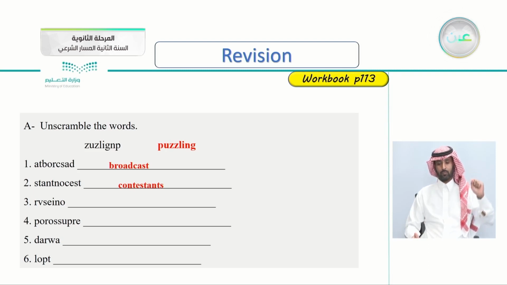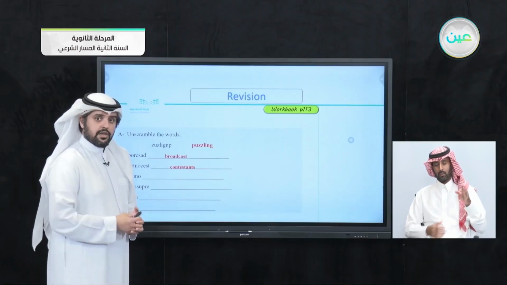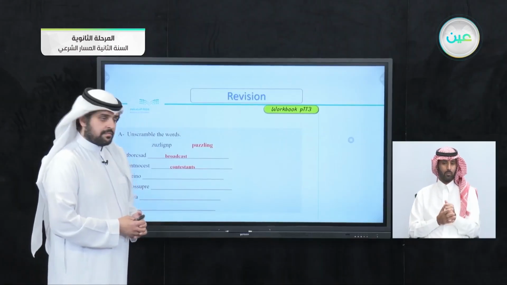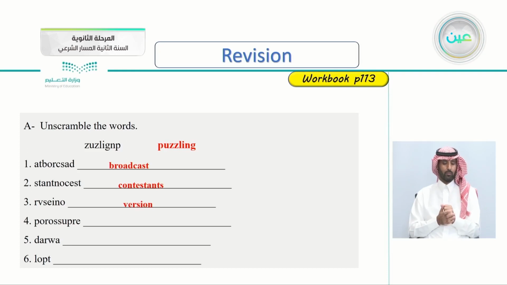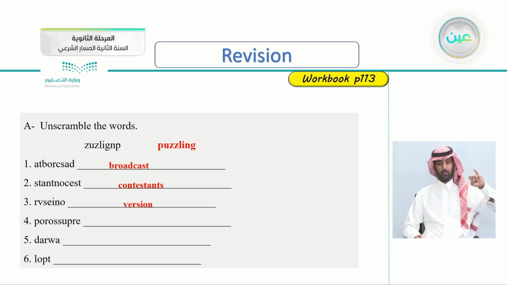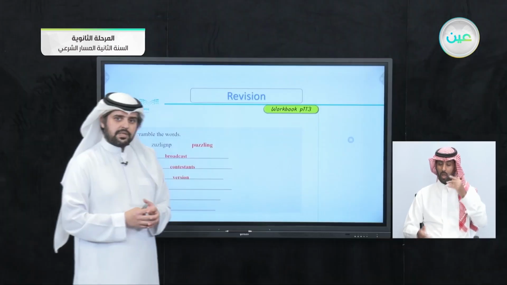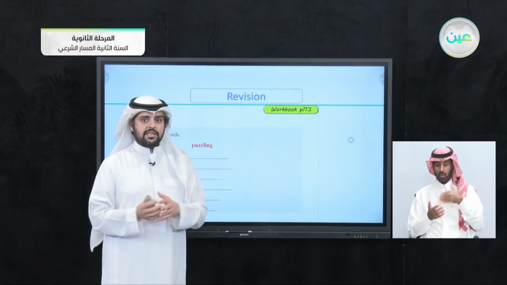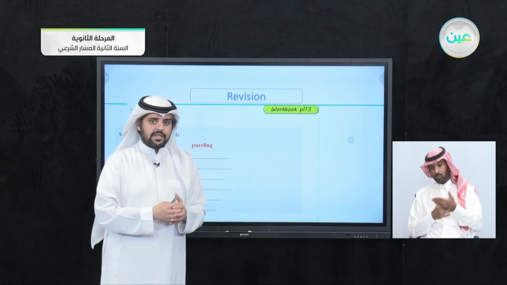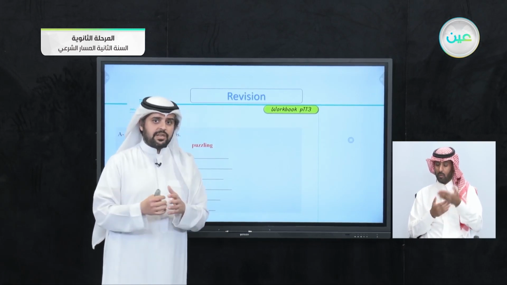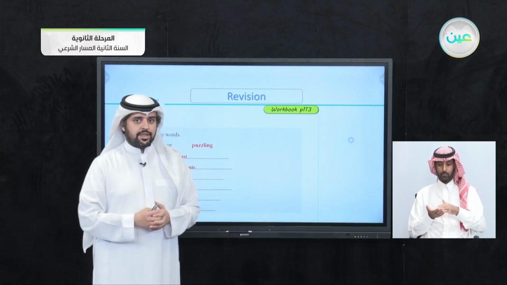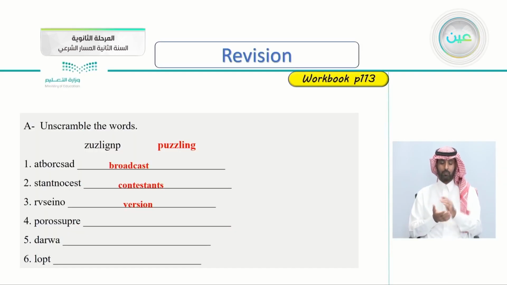Number three, R-V-S-E-I-N-O. Can you tell the correct word here? Yes, it's the word version. You know the word version. It means not the copy, but the latest. When you say the latest version, it means the latest, let's say, episode or the latest copy of this thing, the latest version.